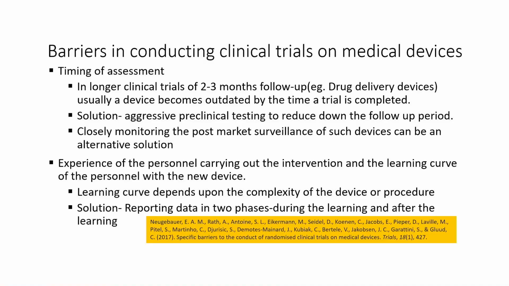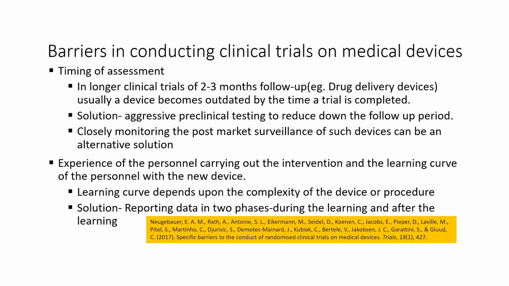What are the data associated with? If the data are not very good, then I have to probably rethink what I'm looking at, right? Experience of the personnel carrying out the intervention and the learning curve of the personnel with the new device have to be looked at. So it's also based on the experience of the particular investigator, right?